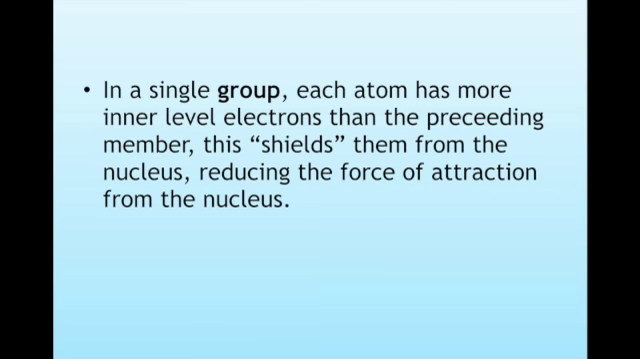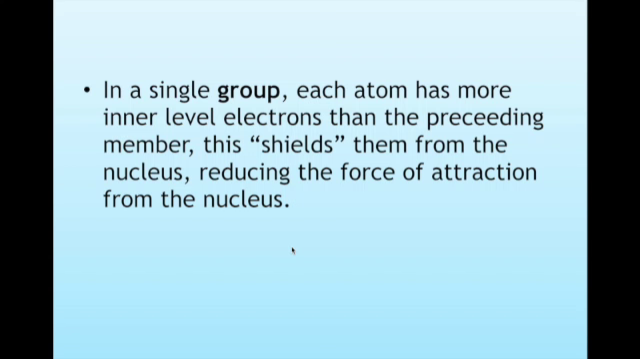All right. So in a single group, now we're going to talk about groups. So going down the periodic table by group, the vertical sections. In a single group, each atom has more inner level electrons than the preceding. This shields them from the nucleus, reducing the force of attraction from the nucleus. So basically what that means is as we go down a group, the atom actually gets bigger, which makes sense. You're adding more electrons, you're adding more protons. However, we're gaining another shell as we're going down the group. We're adding another level.